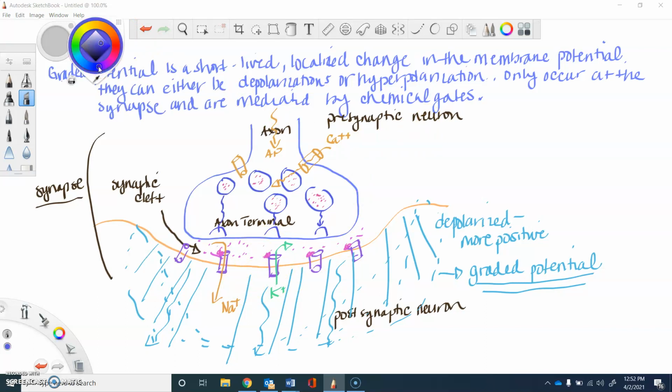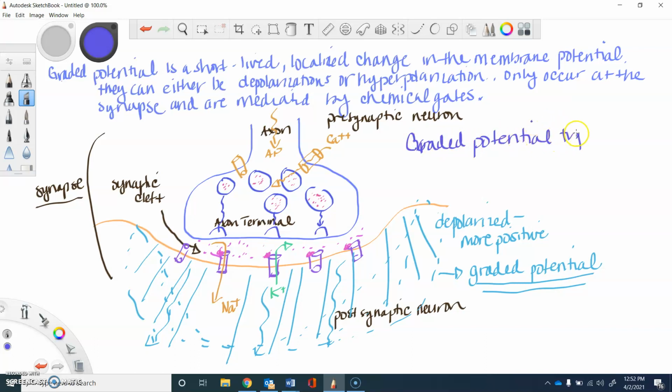So who cares? What do we care about a graded potential for? Well, graded potentials trigger action potentials. So they're kind of important. The end plate potential triggered an action potential along the sarcolemma. Okay, it was a graded potential and it triggered an action potential. And that's what graded potentials are going to do.